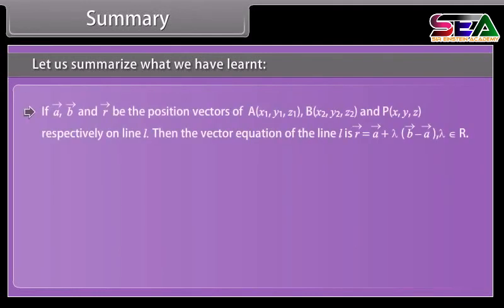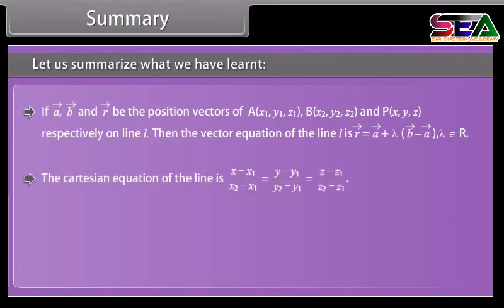if vectors A, B, and R be the position vectors of A (x1, y1, z1), B (x2, y2, z2), and P (x, y, z) respectively on line L, then the vector equation of the line L is vector R equals vector A plus lambda into vector B minus vector A, lambda belongs to real numbers. The Cartesian equation of the line is x minus x1 by x2 minus x1 equals y minus y1 by y2 minus y1 equals z minus z1 by z2 minus z1.